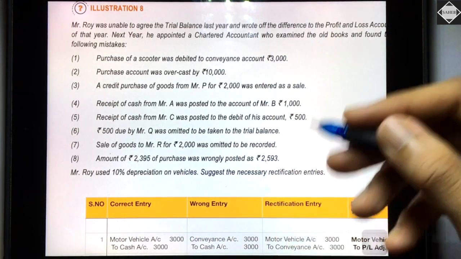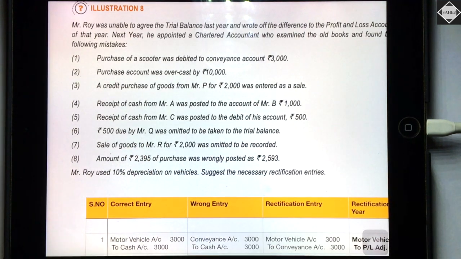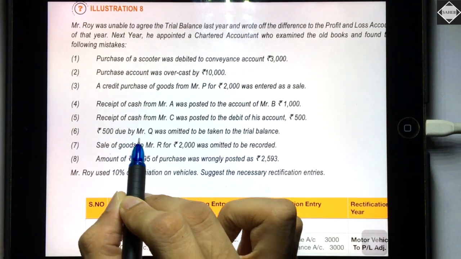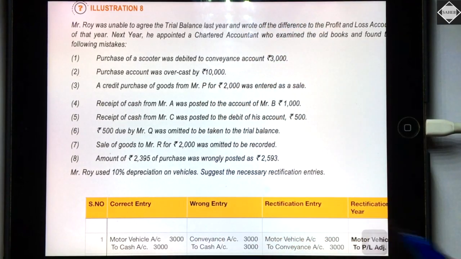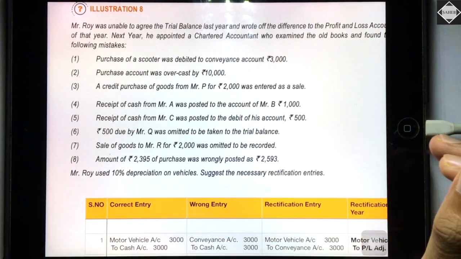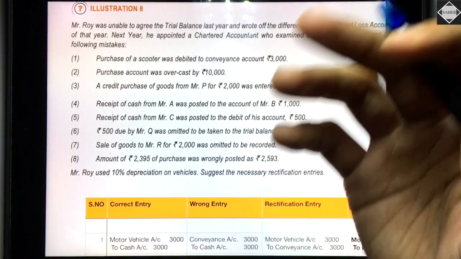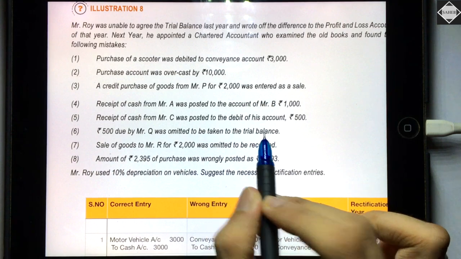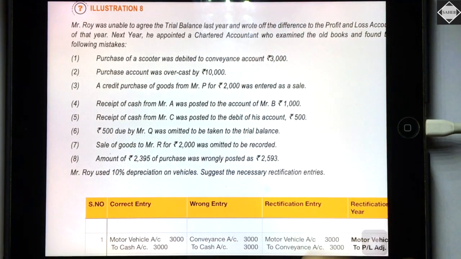You were preparing the trial balance. You did not take Mr. Q. Who is Mr. Q to you? Read the transaction again. Read the error again. 500 due by Mr. Q. By Mr. Q means we have to receive money from Mr. Q. Let's just assume that in this example we have sold goods to Mr. Q, and Mr. Q is supposed to pay us. Have this notion in your mind. It will be easy to rectify this error. Mr. Q is our debtor. We have to receive money from Mr. Q. He is our asset.